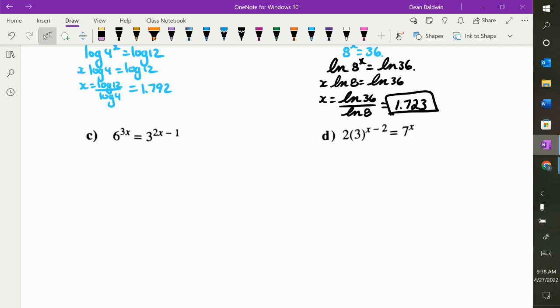So let's look at this one right here. 6 to the power of 3x is equal to 3 to the power of 2x minus 1. What's the first thing you ask yourself every time you get a question like this? Common base. Is there a common base? No. I'll give you a hint: none of these ones have a common base, because that's the whole point of this lesson.